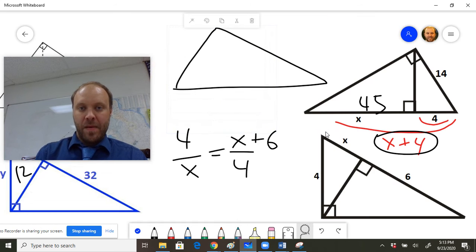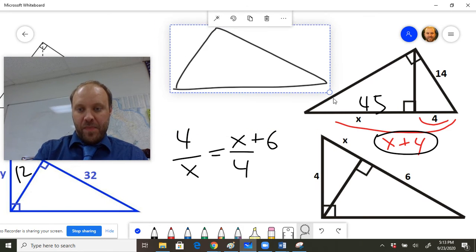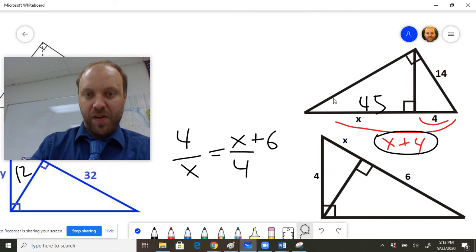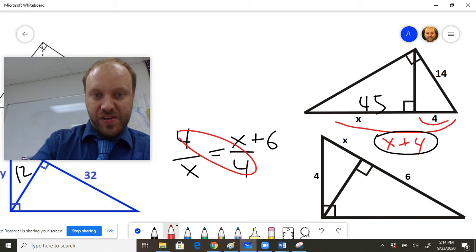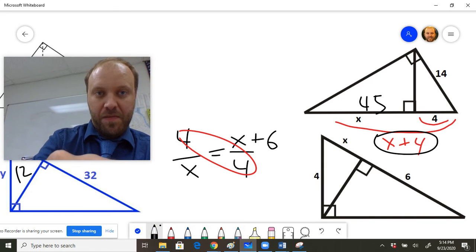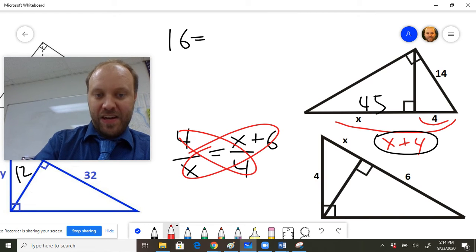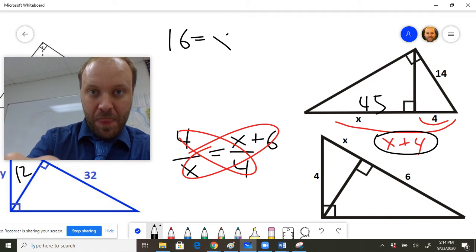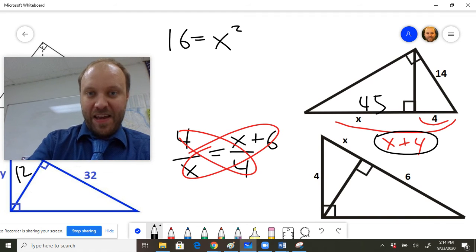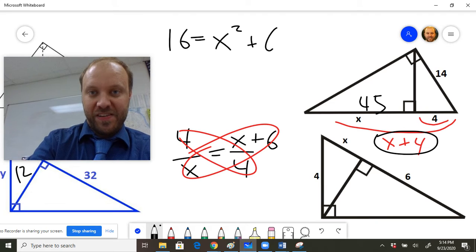Let me clear myself some space here. If you cross multiply here, you're going to get, of course, 4 times 4 is 16. No big surprises there. And if you cross multiply going the other way, x is going to get multiplied by x, which is going to give you an x squared. And then 6 times x is going to give you a 6x.